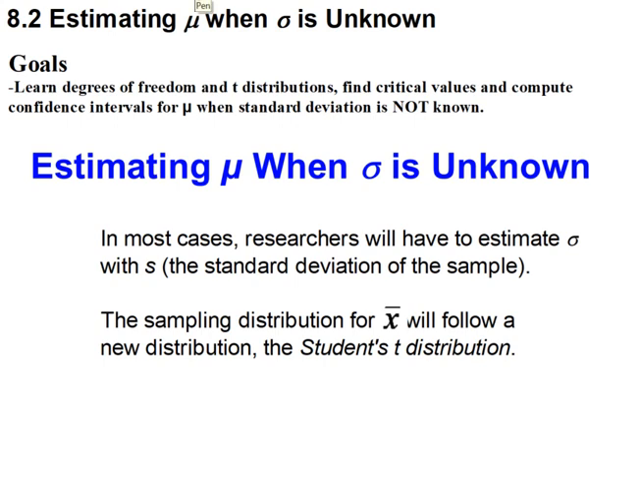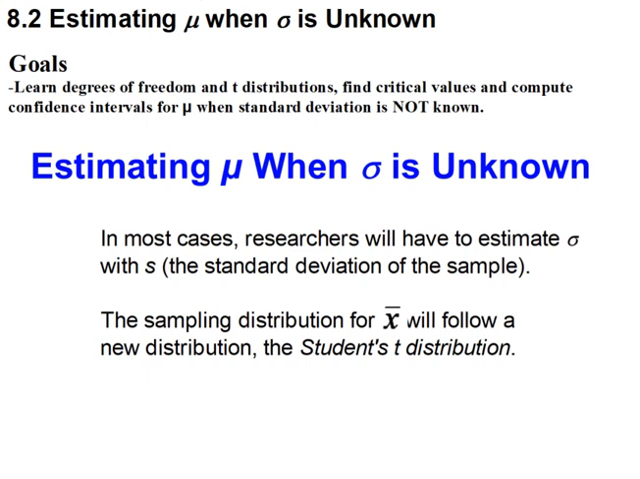Okay, 8.1 was estimating mu, or the population mean, when the standard deviation was known. Now we're going to talk about the population standard deviation being unknown. So in other words, like in most cases, researchers will have to estimate sigma, the population one, with the sample standard deviation, which makes sense because samples are a lot easier to create and grab. The sampling distribution for X bar will follow a new distribution called the student's T distribution.